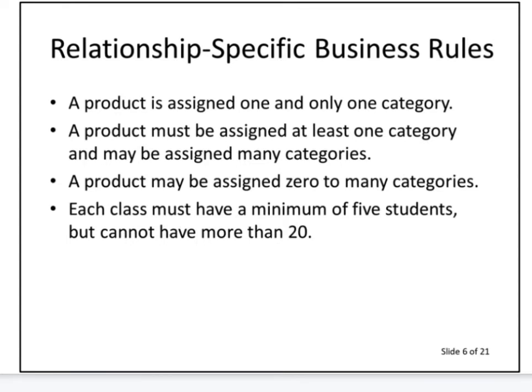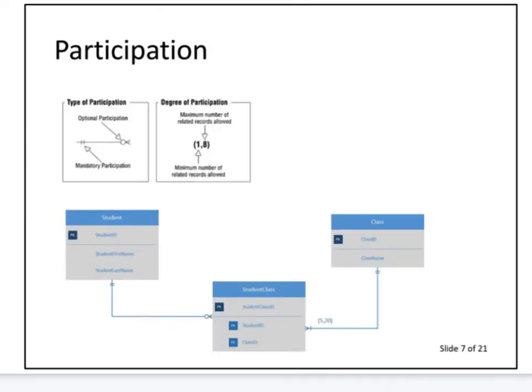Examples are: a product is assigned one and only one category. A product must be assigned at least one category and may be assigned many categories. A product may be assigned 0 to many categories. Each class must have a minimum of 5 students but no more than 20 students. It's called degree of participation. In this diagram, we illustrate how to note that last rule from the previous slide. Each class must have a minimum of 5 students but no more than 20.